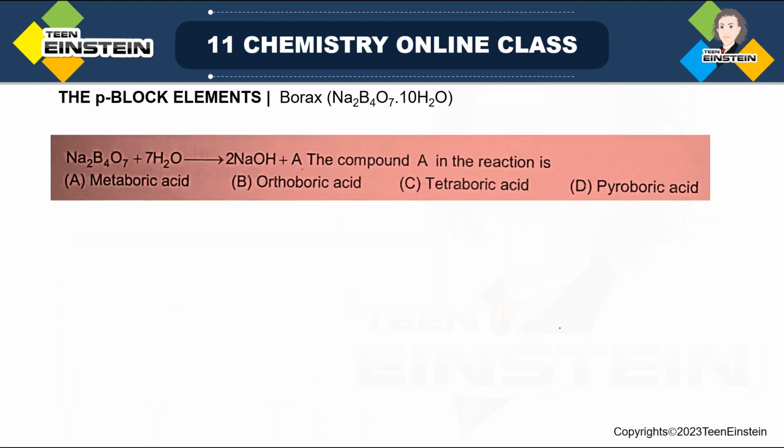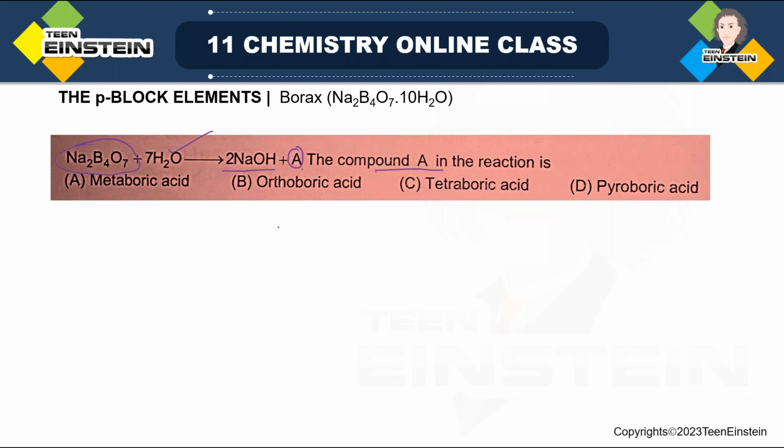So here we have a question. See, one reaction is mentioned: borax, how it is reacting with water. And one of the products is mentioned, which is NaOH. It is asking what is the other compound which is written as A.